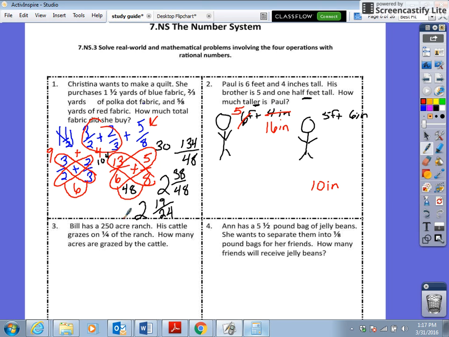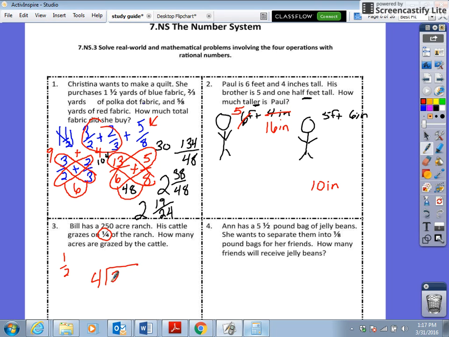When we come down here, Bill has a 250-acre ranch. His cattle graze on a fourth of the ranch. So how many acres are grazed by cattle? Now, if I told you that his cattle was on half the ranch, that would be so easy for you. You would just divide by 2. But because I'm asking you about 1/4, a lot of you get confused. If half, you would divide by 2. A fourth, you would just divide by 4. So you are going to take 250 and divide it by 4.